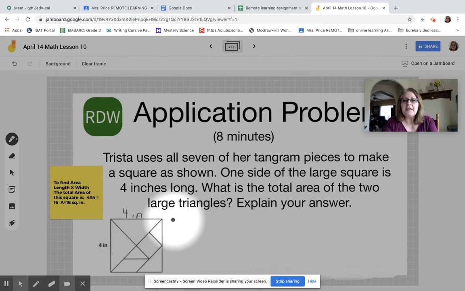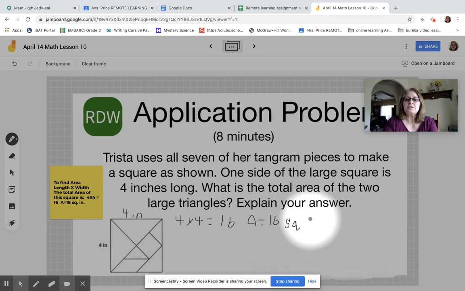To find the area, we do length times width. So it's going to be 4 times 4 is 16, because 4 times 4 is 16. So the area of this shape is, area equals 16 square inches. This is hard to write like this, isn't it? And remember, we always have to label, don't we?